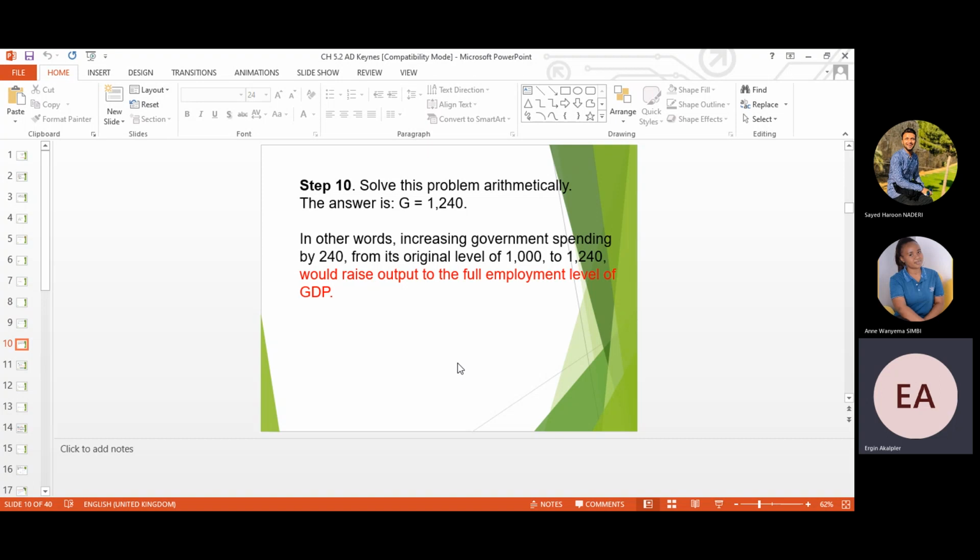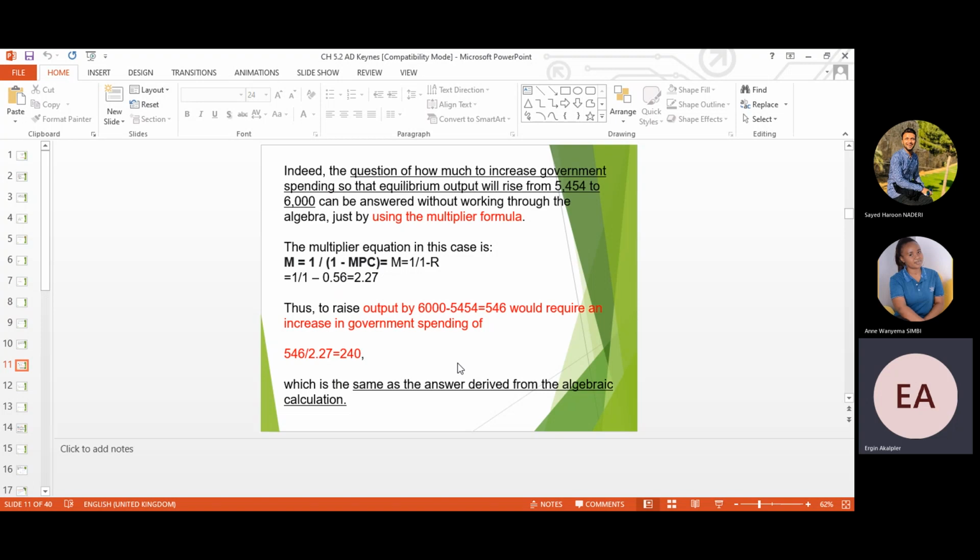Therefore, raising output to the full employment level of GDP requires for this model only 240 units, or let's say thousand, or $1 billion or $1 million of government expenditure. Indeed, the question of how much to increase government spending so that the equilibrium output will rise from 5,454 to 6,000 can be answered without working through the algebra, just by using the multiplier formula. The multiplier equation in this case is M equals 1 over 1 minus MPC.